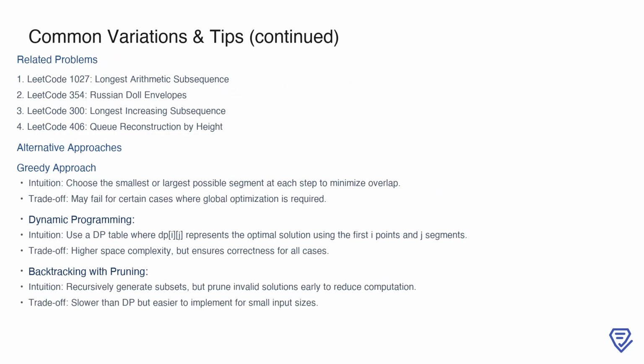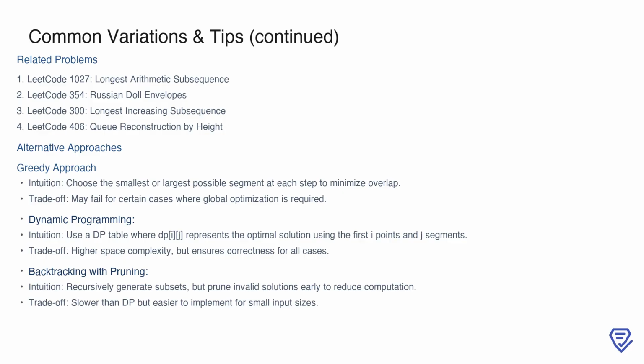This problem shares similarities with several related problems that can help deepen your understanding. For example, LeetCode 1027, longest arithmetic subsequence, and LeetCode 300, longest increasing subsequence, both involve optimizing sequences under specific constraints. LeetCode 354, Russian doll envelopes, and LeetCode 406, queue reconstruction by height, also require strategic thinking to manage relationships between elements. Exploring these problems can provide valuable insights and techniques that apply here.